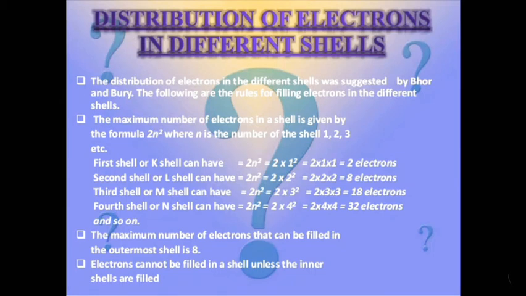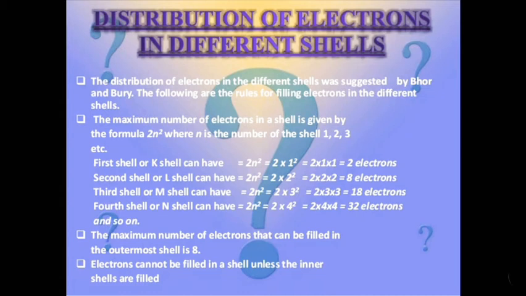The maximum number of electrons in a shell is given by the formula 2n square, where n is the number of the shell: 1, 2, 3 and so on. The first shell or K shell can have 2n square, that is 2 multiplied by 1 square, which is 2 multiplied by 1 multiplied by 1, equal to 2 electrons. The second shell or L shell can have 2n square, that means 2 multiplied by 2 square, that is 2 multiplied by 2 multiplied by 2, equal to 8 electrons.